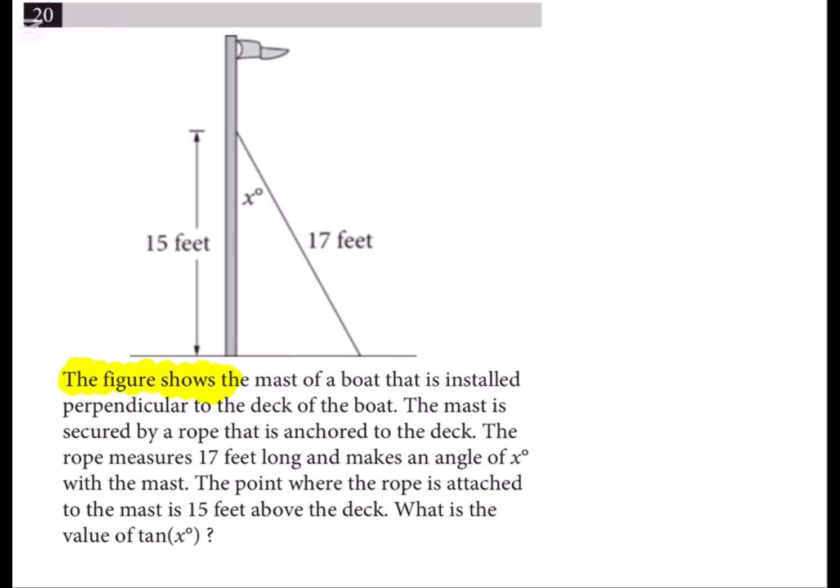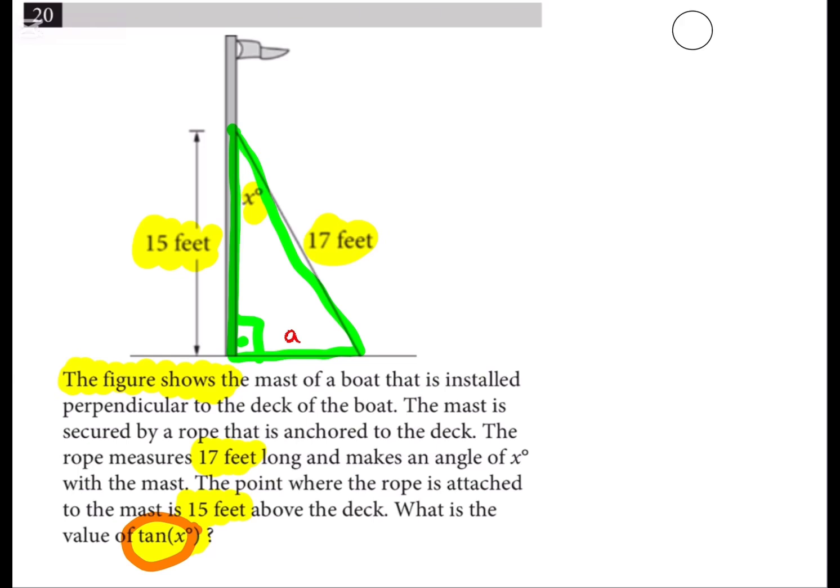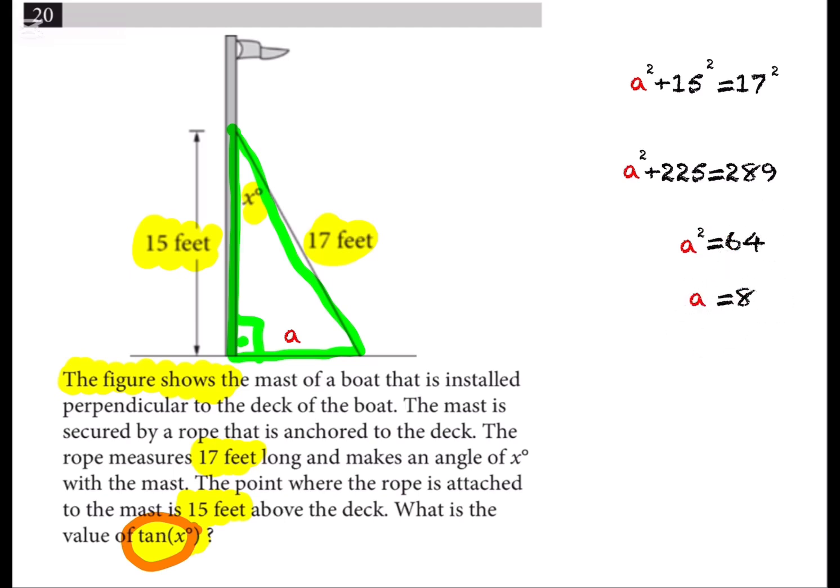There is a right triangle problem involving a boat's rope, which is 17 feet, and the mast is 15 feet. We'll determine the value of tangent x. Let's solve it. Of course, we need an opposite side to calculate tangent x. The key is to first calculate the opposite side using the Pythagorean theorem. Let's label the opposite side as a. Using the Pythagorean theorem, we write a squared plus 15 squared equals 17 squared. Now, it's just simple math to solve for a. As a result, the opposite side is 8 feet.